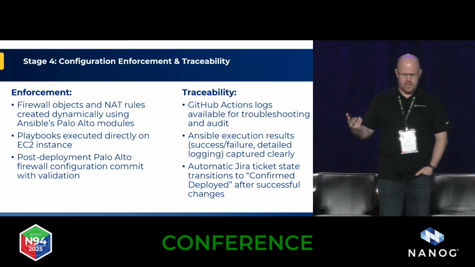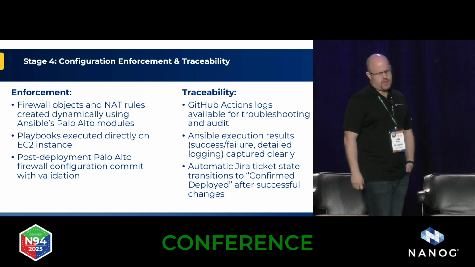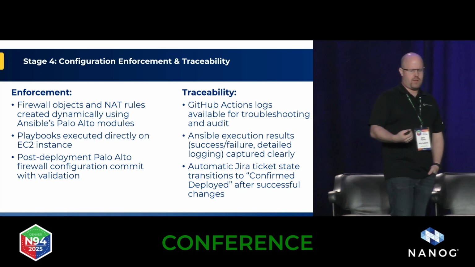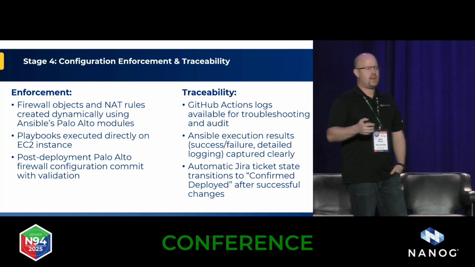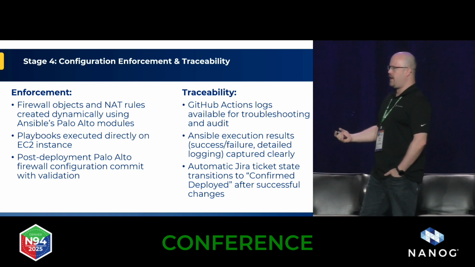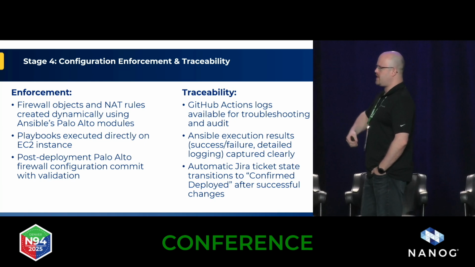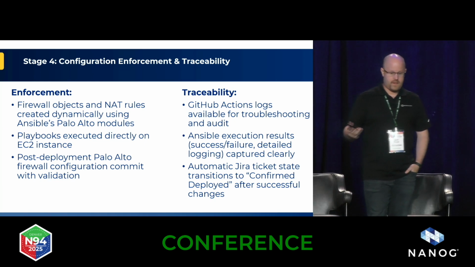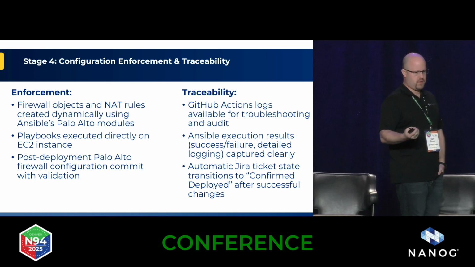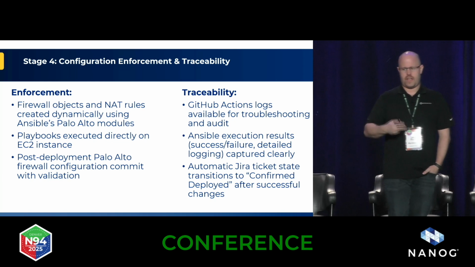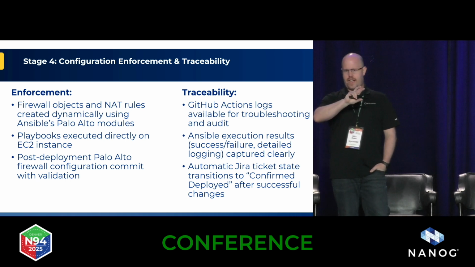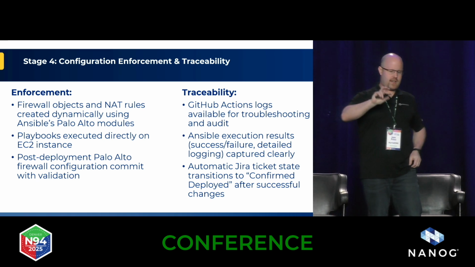All right, and this is kind of a catch-all. This section is really around how Ansible is making its changes and how we can have visibility into what it's doing. What we're doing here at a super high level is having Ansible go out to a Palo Alto device, creating a network object, and creating a NAT rule that references that network object.